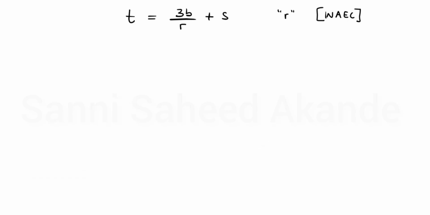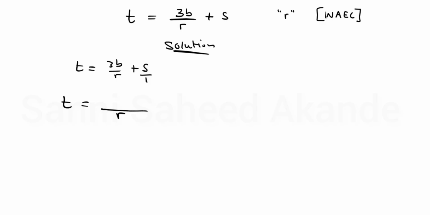Now next we are going to be solving this. We want to make r the subject of formula in this formula. All right, this is also a WAEC question. Solution: so we have t equal to 3b over r, then plus s. We want to make r the subject of formula. So I will solve this by finding the LCM of r and 1, because if you put this one as divided by 1, you're having fractions like this. So the LCM is r.